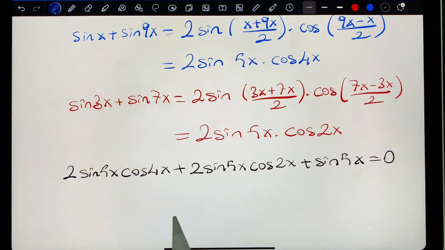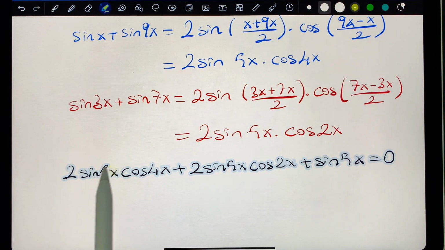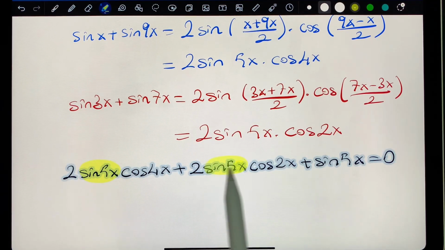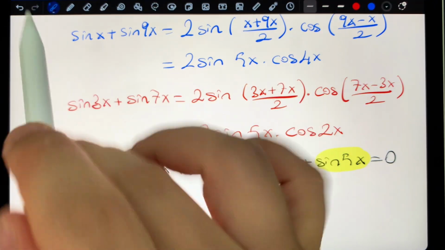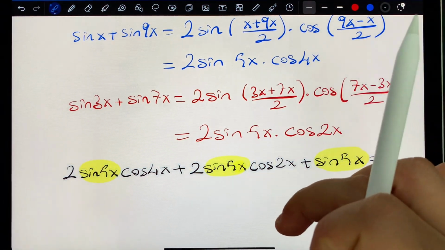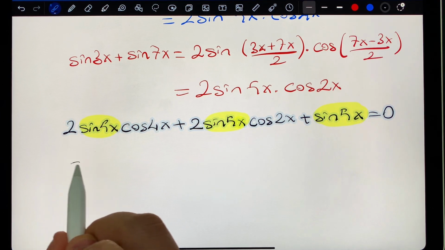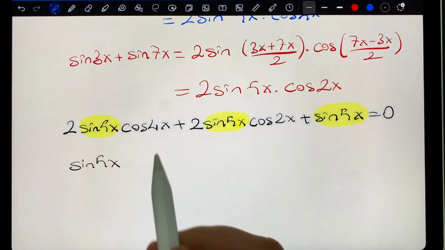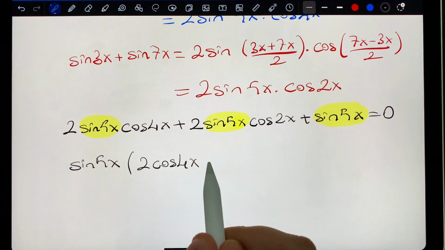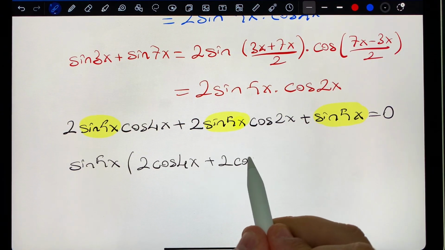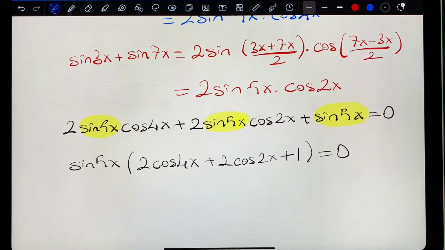Now if you notice, in all expressions sine 5x looks common here. Here and here. Then what am I doing? I take sine 5x out in brackets. What's left here? 2 cosine 4x plus 2 cosine 2x plus 1 equals 0.